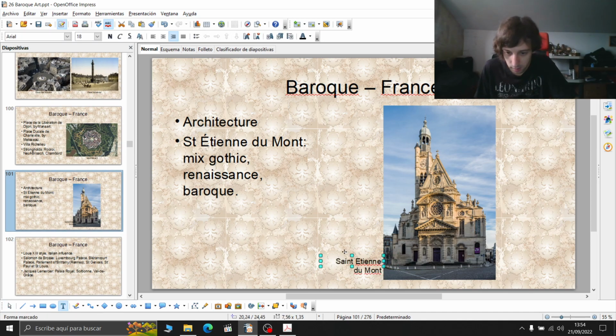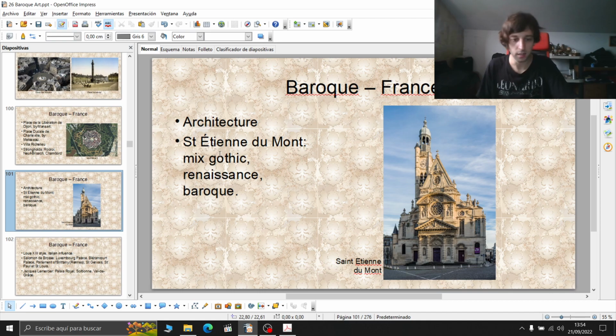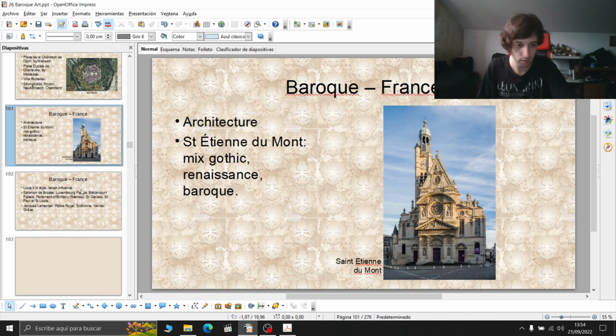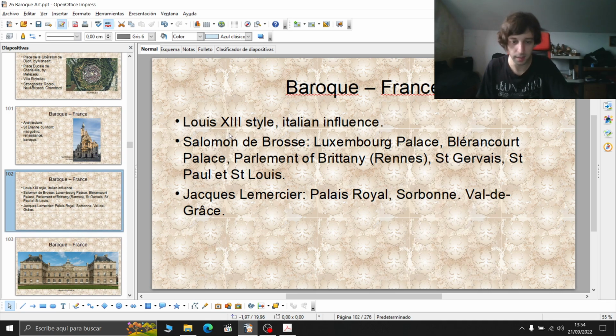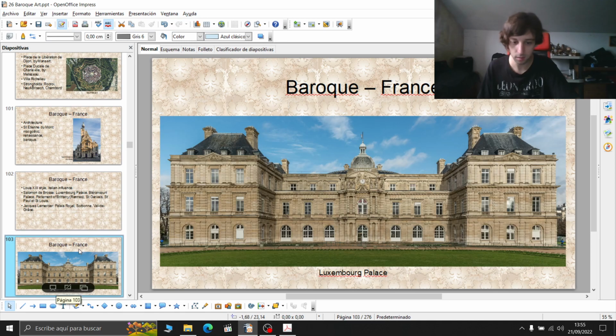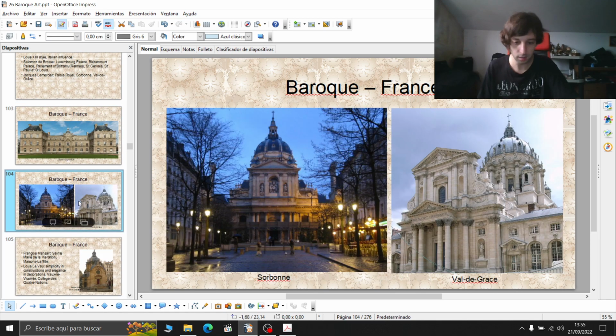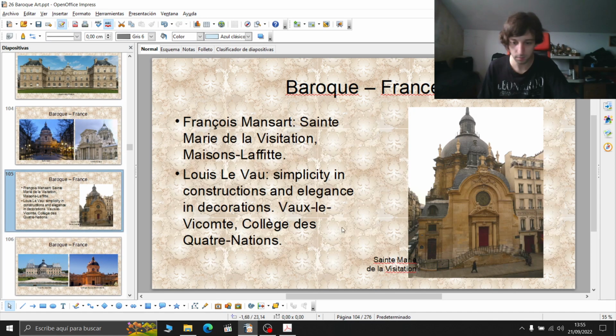Okay, architecture starts. Saint-Étienne du Mont, a mix of Gothic, Renaissance, and Baroque. Louis XIII style, Italian influence, Salomon de Brosse with Luxembourg Palace, Blérancourt Palace, Parliament of Brittany, Saint-Gervais, and Saint-Paul-Saint-Louis. Jacques Lemercier with Palais Royal, Sorbonne, and Val-de-Grâce.